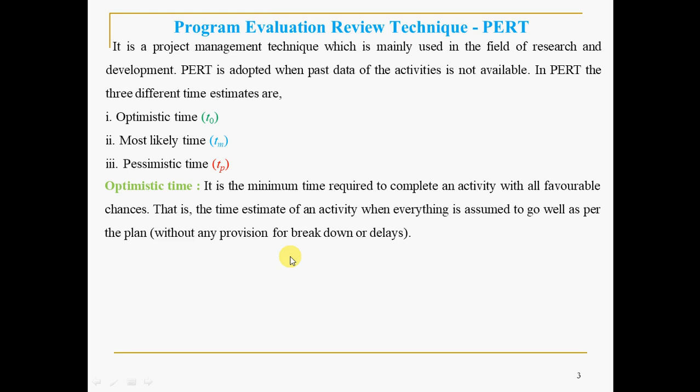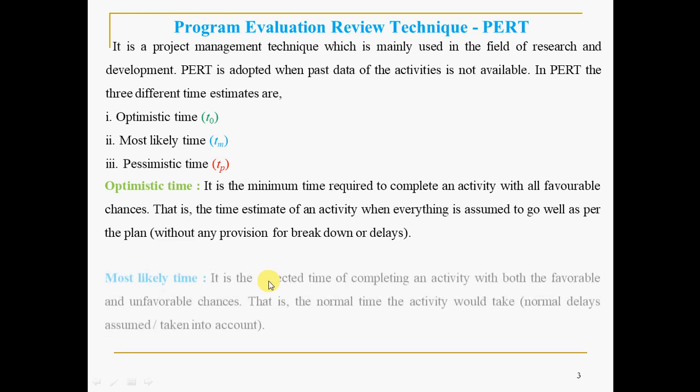Optimistic, okay. For example, you plan to complete an activity in 10 days, let us say. If you exactly complete that in 10 days, normally it is not possible. If it happens to complete as per your plan, without any delay, then it is said to be optimistic time, and the activity has taken place in the optimistic time. It is the minimum time that is required to complete an activity with all favorable chances. I mean, everything is going according to your plan or according to your wish. So that is the time estimate of an activity when everything is assumed to go well as per our plan, without any delay or breakdown.